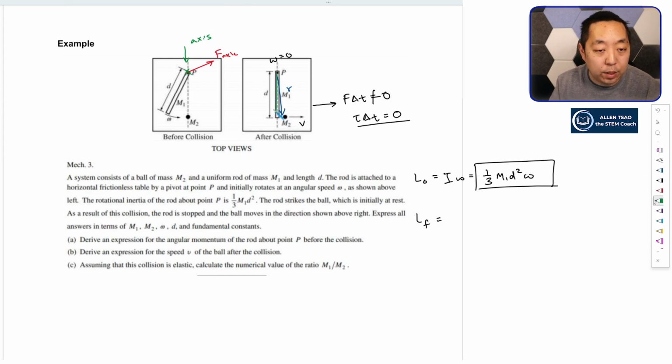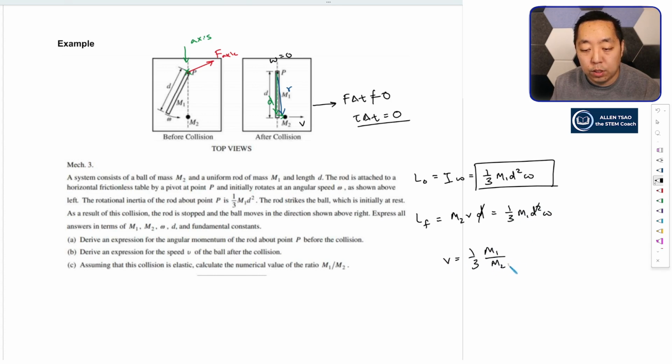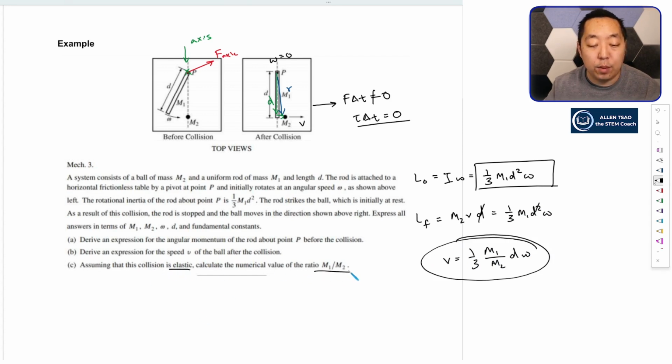We only care about the component of the r vector perpendicular to the velocity, which is the vector pointing down, right? Its perpendicular component is d. So this is going to be m2 v times d. And then by conservation of angular momentum, you're going to set them equal to each other, right? So then one of the d's cancel, and then you divide by m2. So you get v equals 1/3 m1 over m2 d omega, like that. Assuming the collision is elastic, calculate the numerical value of m1 over m2.